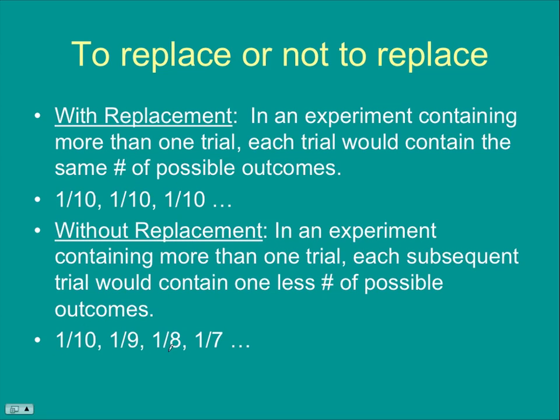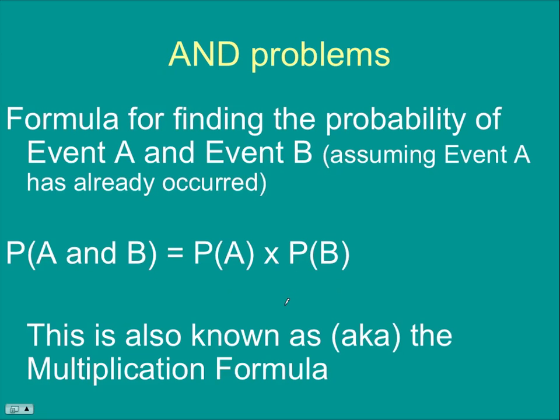Now in without replacement, it's possible that the event you also choose could also go down by 1 each time. So without replacement are what we call dependent events. So the formula for finding the probability of event A and event B, assuming that event A has already occurred, is the probability of A times the probability of B. And this is also known as the multiplication formula.